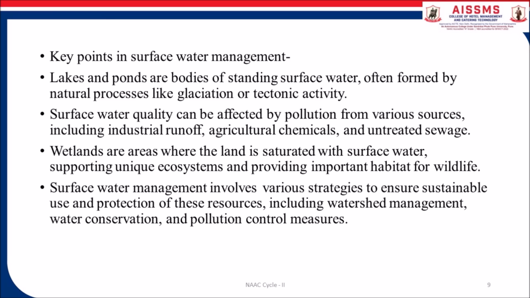Surface water quality can be affected by pollution from various sources, including industrial runoff, agriculture chemicals, and untreated sewage. Wetlands are areas where the land is saturated with surface water, supporting unique ecosystems and providing important habitat for wildlife.